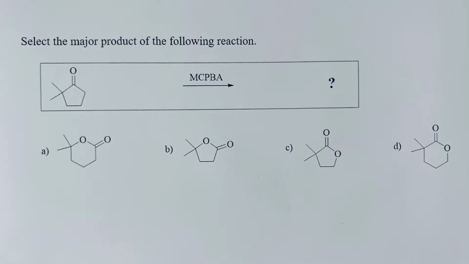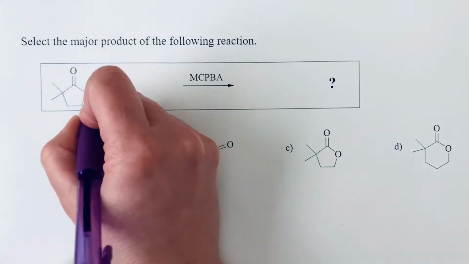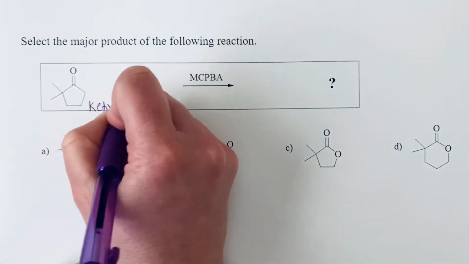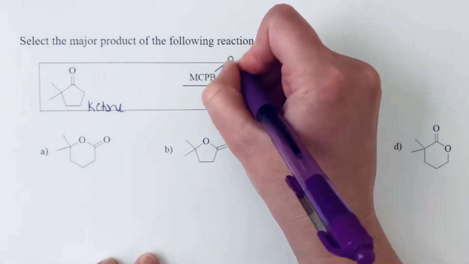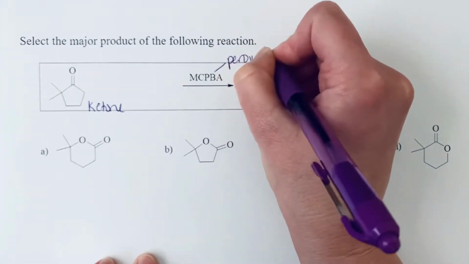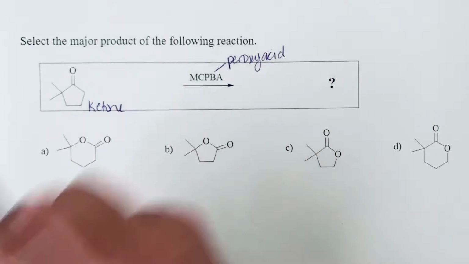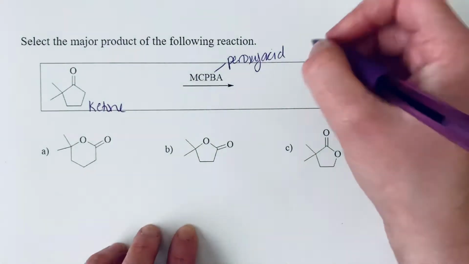Select the major product of the following reaction. So we are given a ketone as a starting material. And MCPBA you might recognize from the alkene chapter. We use it to take alkenes and make epoxides. So this is a peroxy acid. And now we don't have an alkene, so it must be doing something else in this reaction.